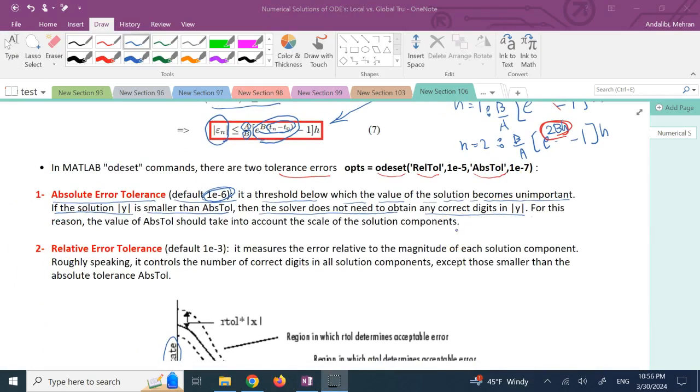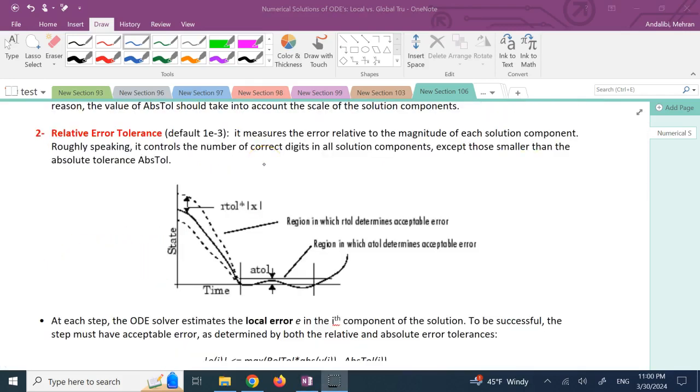Now, on the other hand, if the magnitude of the solution is not super small, then the relative error tolerance is important. The default of it in MATLAB is 10 to the negative 3, and we call it relative error tolerance because it is measured with respect to the magnitude of the solution. In order for this to be implemented, it has to be multiplied by the magnitude of the solution before your error can be compared to it, right?